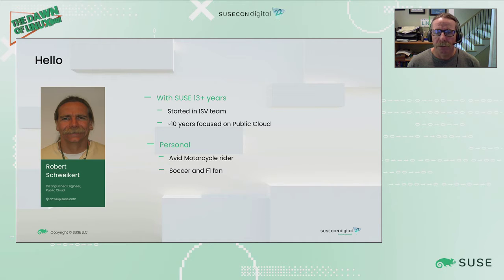A few words about myself. My name is Robert Schweikert. I've been with SUSE for a little more than 13 years. I started out in the ISV team, and for the last 10 or so years, I've been focused on the public cloud. On a personal note, I am an avid motorcycle rider and a soccer and Formula One fan.